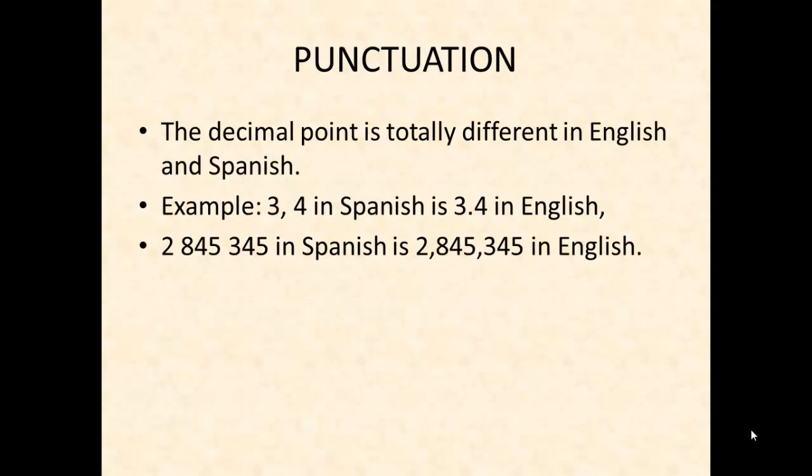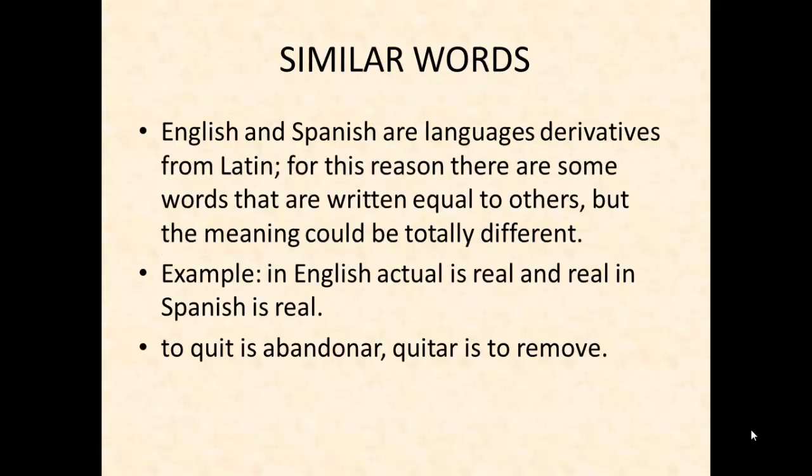Punctuation. The decimal point is totally different in English and Spanish. Example, 3,4 in Spanish is 3.4 in English. 2.835,345 in Spanish is 2,835.345 in English.